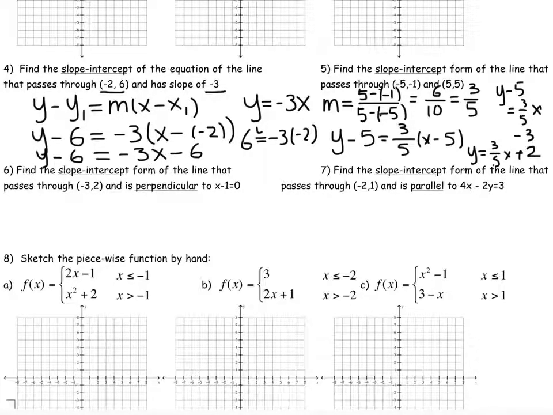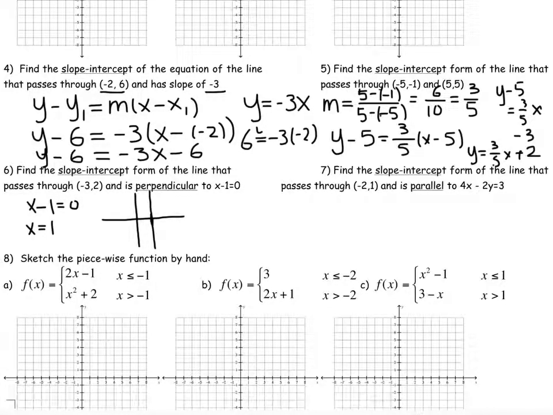Number 6, find the slope-intercept form of the line that passes through negative 3, 2, and is perpendicular to x minus 1 equals 0. So this one, instead of calculating using the slope-intercept form, I would like to take a look at x minus 1 equals 0. What does it represent? So as I add 1 to both sides, I have x equal 1. How do I graph this line on the graphing paper? x equal 1, so that means the line would have to pass through x equal 1.